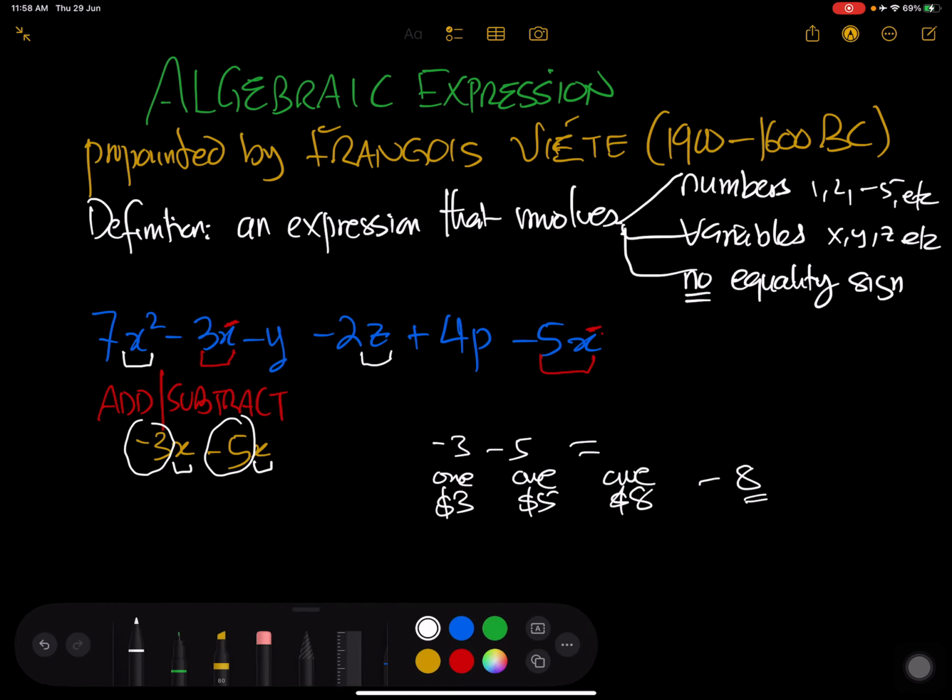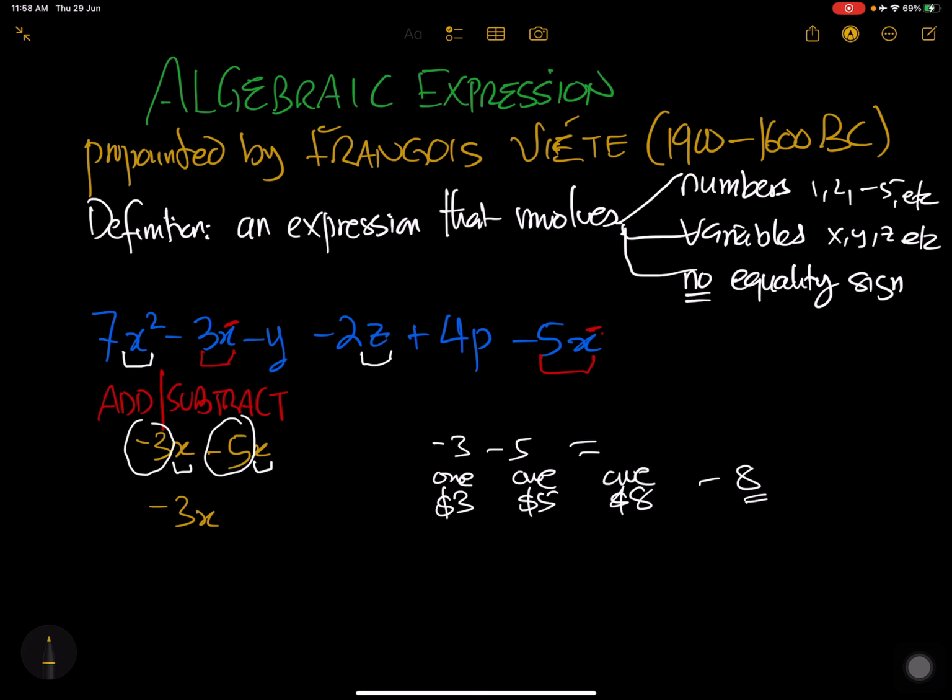Let me write it again. The negative 3x minus 5x is going to give us what? A negative 8. And then we're going to just attach the x to it. We're not going to add the x, we just attach it. That's it, and then we are done. So when we want to add and subtract, we want to make sure the variables are the same.